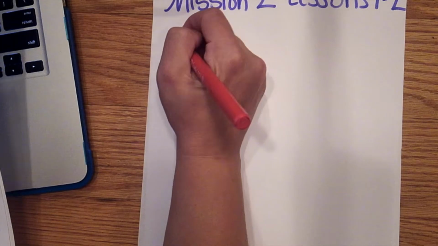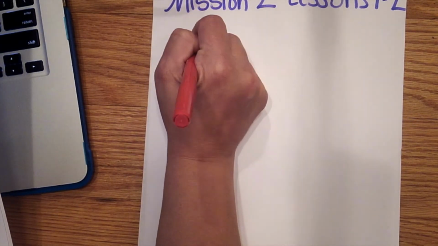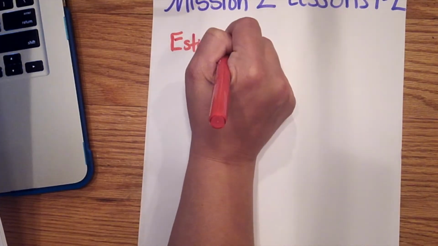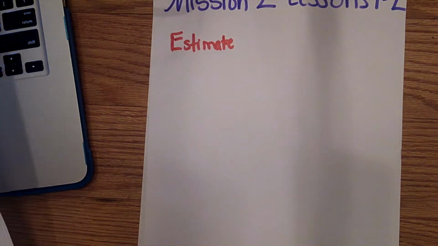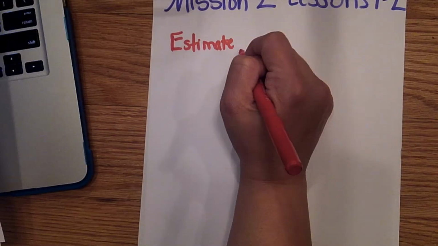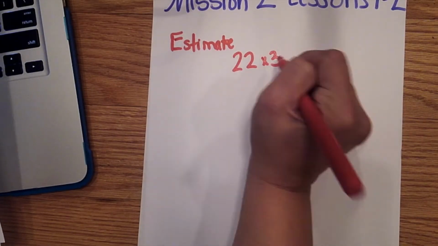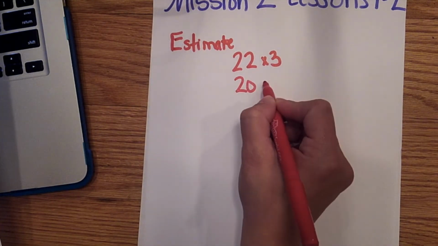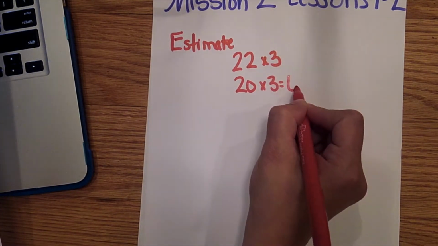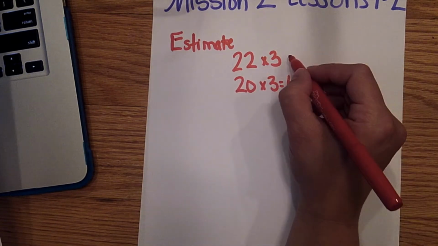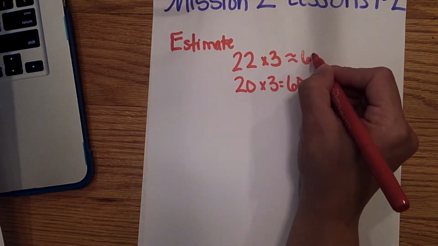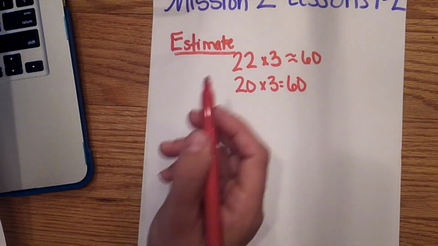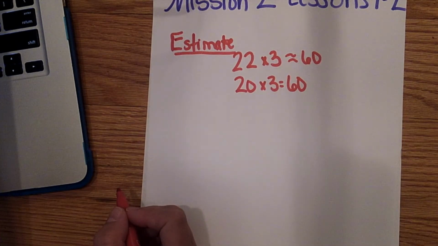So some vocabulary: to estimate is to find an approximate value, an almost number. So you can estimate the product of 22 times 3 as saying that 22 is very close to 20. And when we multiply that by 3, we get 60. So 22 times 3 is about 60. That's an estimate.